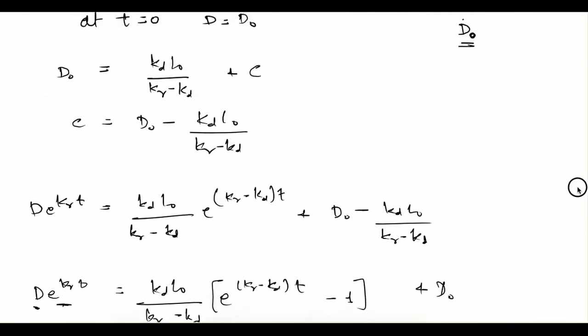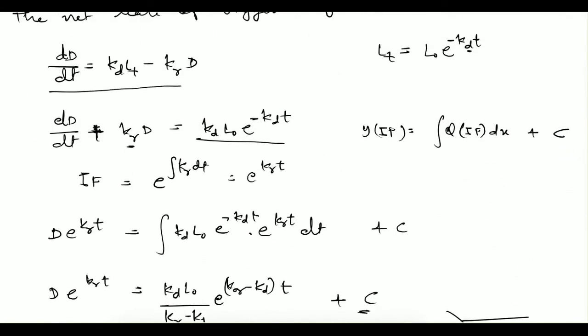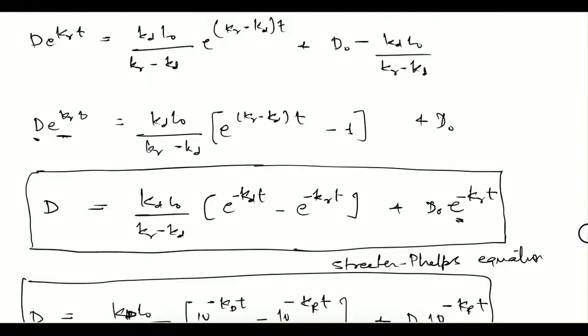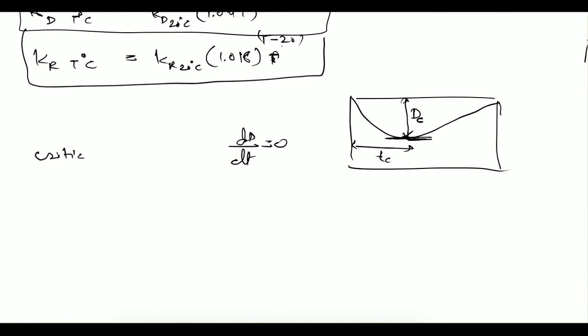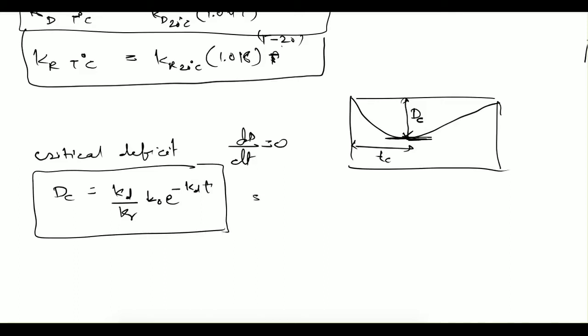We already have this equation, dD by dt, and we can simply put 0. From here we'll get kd into Lt is equal to kr into D. So from here, Dc, the critical oxygen deficit, is equal to kd upon kr into Lt. Let me write here: critical deficit Dc is equal to kd upon kr into L naught e to the power minus kd into t. You can write it in base 10 also, where these will be capital and base 10 will come.